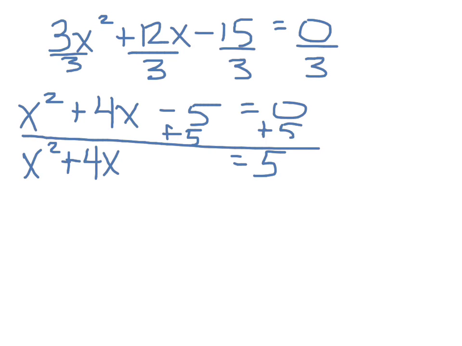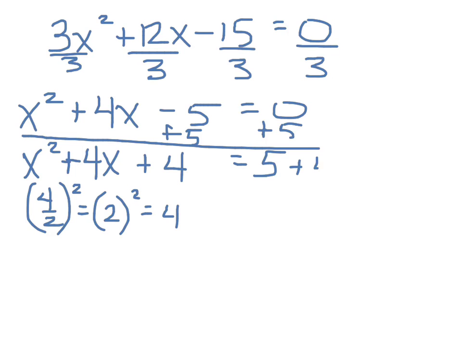Now, what do I do to fill in that gap? What number is in the B position? 4. What's 4 divided by 2? 2. What's 2 squared? So I'm going to add 4 to both sides. So now if I factor the left side, what times what gives me x squared? What times what gives me 4? What adds up to be 4? So it's x plus 2.